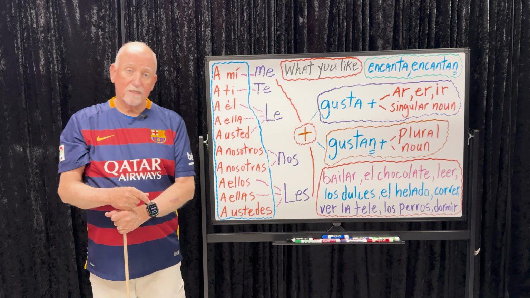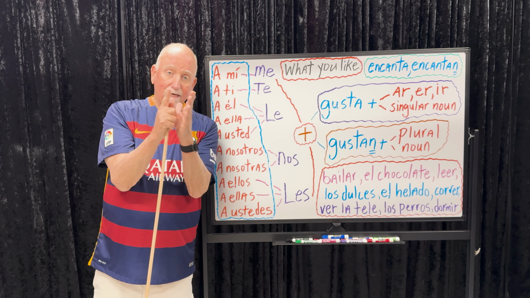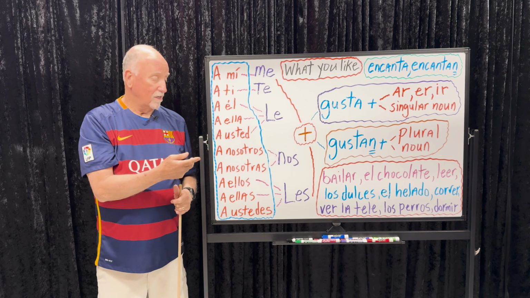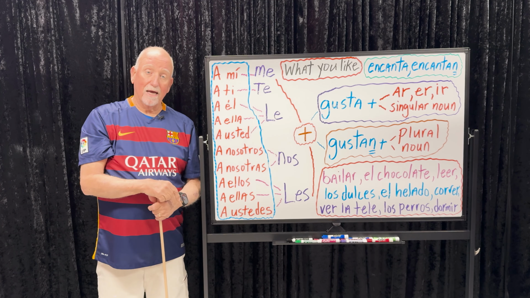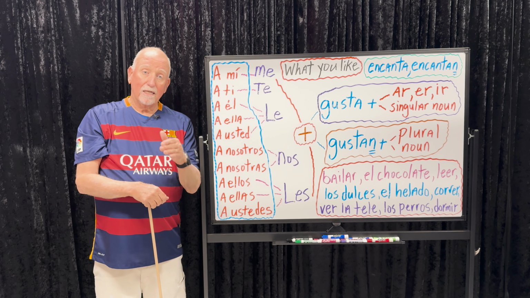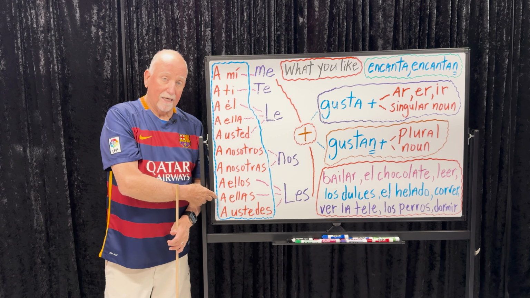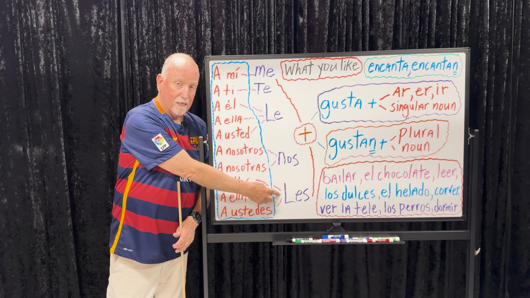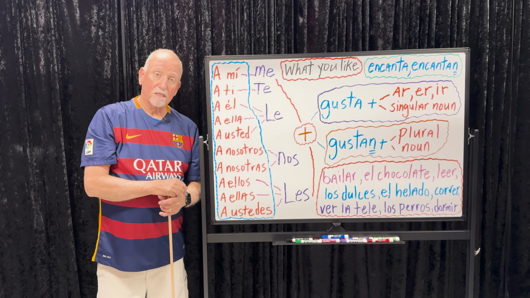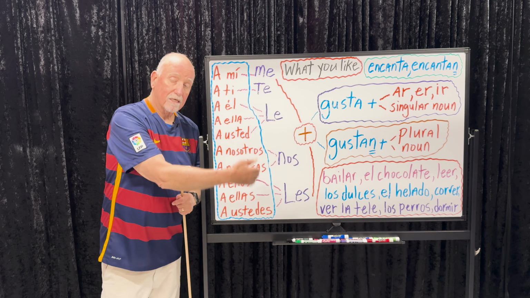Now, if you want to say the man likes, el señor, when you take a with el, it's a contraction in Spanish, right? So it becomes al señor le gusta. The man likes. Al señor le gusta. The lady likes. A la señora le gusta. The girls like, down here. A las muchachas les gusta. It is pleasing to them, to the girls. The students like it. A los estudiantes les gusta.